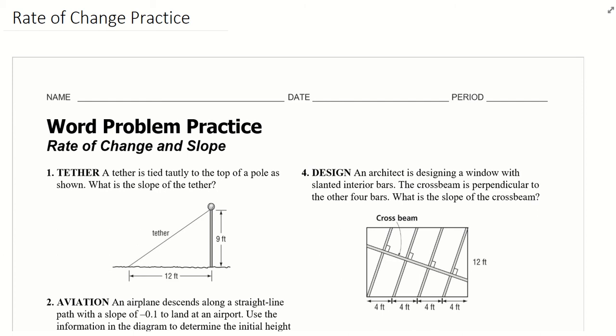Hey guys, in this video tutorial, I want to take a look at 5 examples in which we're going to work out some word problems that involve rate of change. And rate of change is just a fancy expression for slope. Hopefully most of you are very familiar with slope, but if you're not, we're going to do a quick little review.